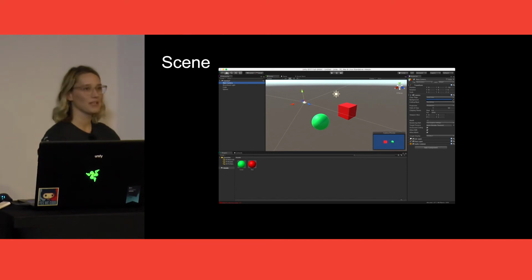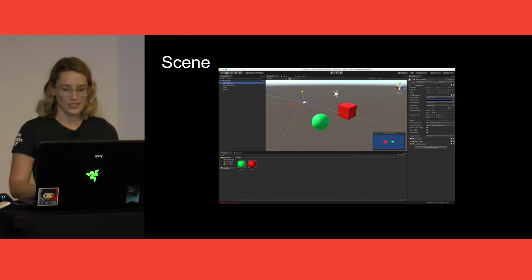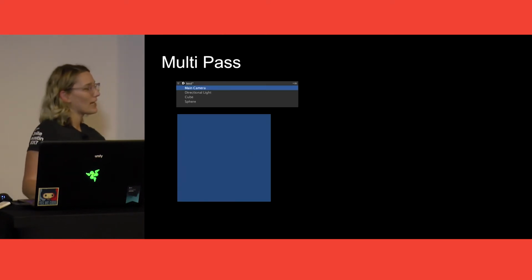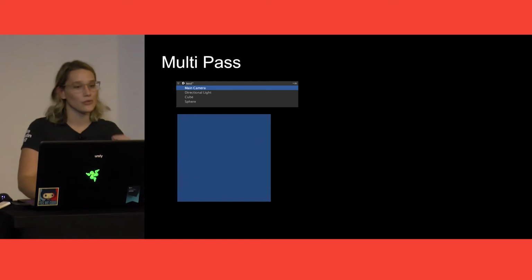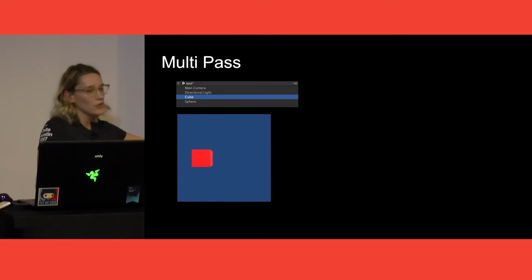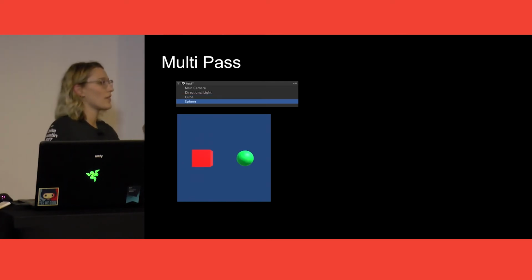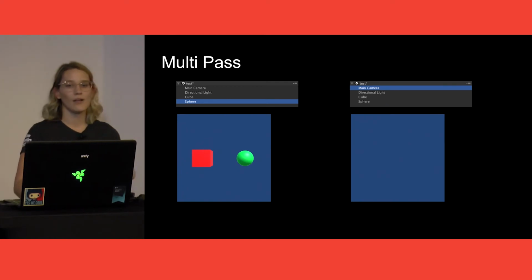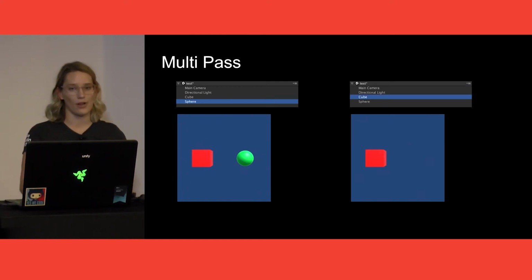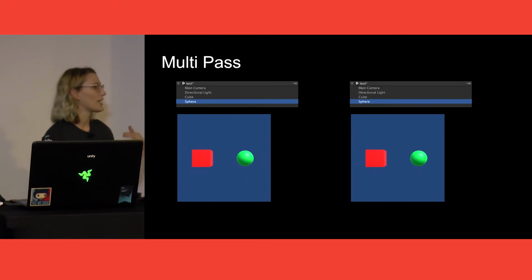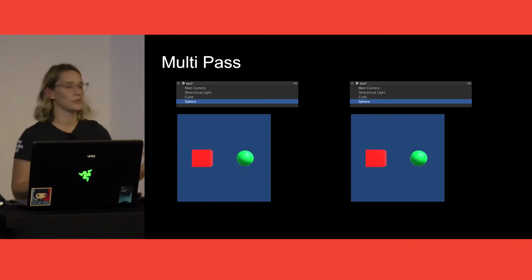For this explanation, I'm going to be referring to this scene here. It's just a red cube and a green sphere. Let's start with multipass. When we're actually rendering, we're creating two viewports, one for the left eye right here, and then we're going to draw the cube for the left eye, and then we're going to draw the sphere for the left eye. And then we're going to go back up to the top of our scene graph. We're going to create another viewport texture for the right eye. We're going to go through our scene graph again. We're going to draw that cube, and then we're going to draw the sphere. So that's why it's called multipass. We're actually going through our scene graph multiple times.